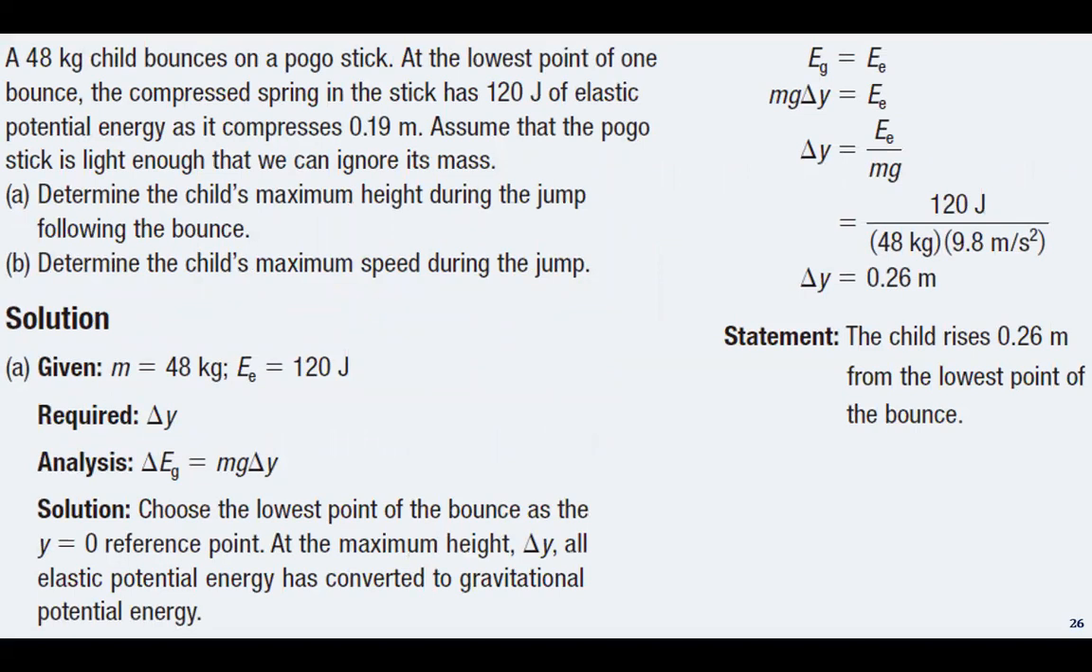At the maximum height delta y, all elastic potential energy has converted to gravitational potential energy, right? So we have the following relationship: Eg equals EE, mg delta y equals E elastic. Then delta y should be elastic potential energy over mg. And this gives us about 0.26 meters. So the child rises 0.26 meter from the lowest point of the bounce.